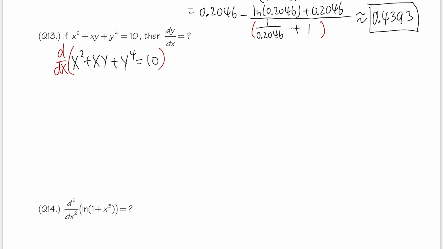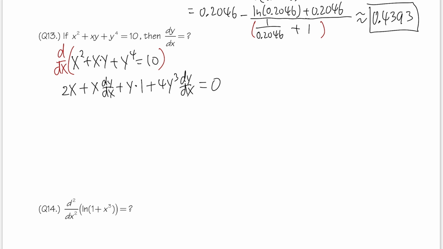Alright, the derivative of x squared, we get 2x. Next we add. Here we have x times y, so we have to use the product rule. We keep the first function x times the derivative of y, which is dy dx. Then we add the second function, which is y, times the derivative of the first. Derivative of x is 1. Next, the derivative of y to the fourth power is 4y to the third power. Remember y, the derivative of that is dy dx. And that's equal to the derivative of 10, which is 0.